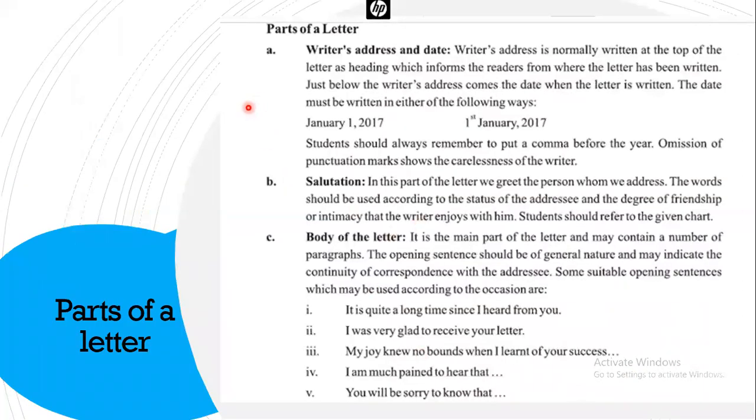Okay. And then the parts of letters. The first thing we have discussed is the address and the date. The writer's address is normally written at the top of the letter as a heading, which informs the reader from where the letter has been written. Just below the writer's address comes the date when the letter is written. The date must be written in either of the following ways. You can either write it like this, January 1, 2017 or 1st January 2017. Students should remember to put a comma before the year. Omission of a punctuation mark shows the carelessness of the writer.